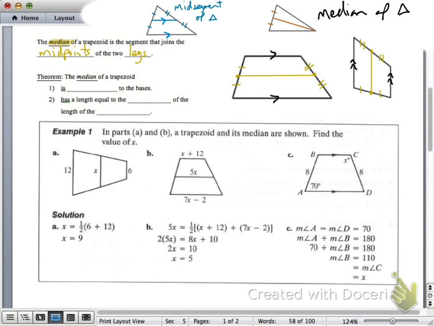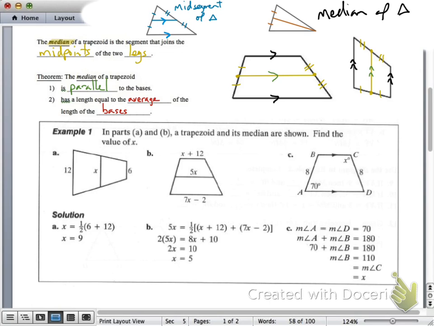But we will continue. Now, there ends up being two very, very important ideas about the median of a trapezoid. The first one is that the median is parallel to its bases. Now, for the same reason that the mid-segment of the triangle is parallel to the third side. It's really the same concept as what we did in section 5.3. The other important thing about the median of a trapezoid is it has a length equal to the average of the length of the bases.